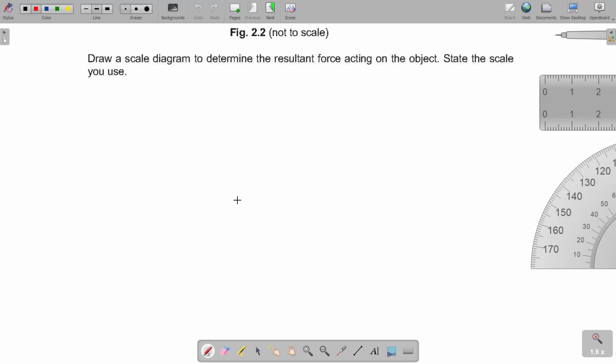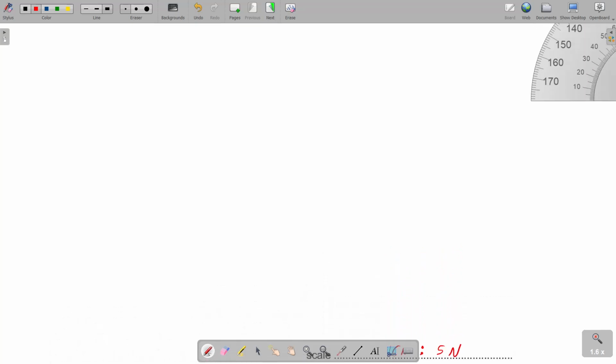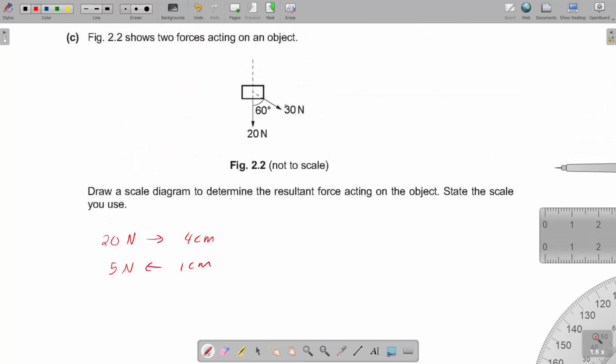So we can multiply 2 by 2 and 3 by 2 to get 4 centimeters and 6 centimeters. And now if 20 newtons is represented by 4 centimeters, 1 centimeter would represent 5 newtons. So this is our scale here. We write 1 centimeter to 5 newtons. And since the diagram is already drawn as the two forces acting from the same point, we can mimic the diagram and continue as a parallelogram, since the forces are acting from the same point.